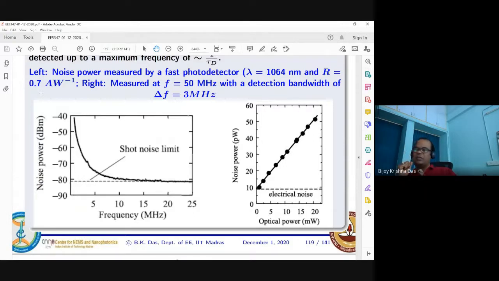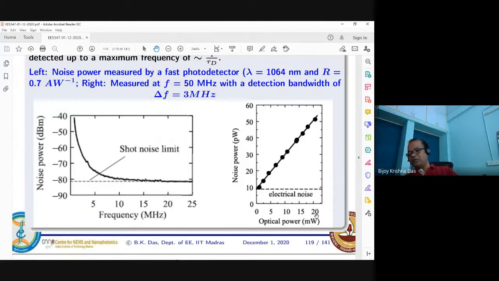Are you going through the previous class already? In the previous class we showed the relationship between quantum efficiency and responsivity. So from here you can get the quantum efficiency. Next, this is shot noise, this is flat, shown in dBm scale. Another thing is that your noise power, whatever you are getting in the electrical domain, you are showing against the input optical power here.